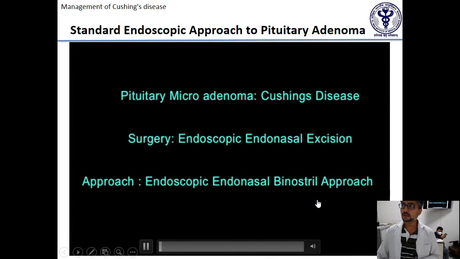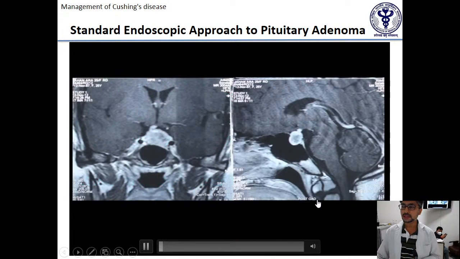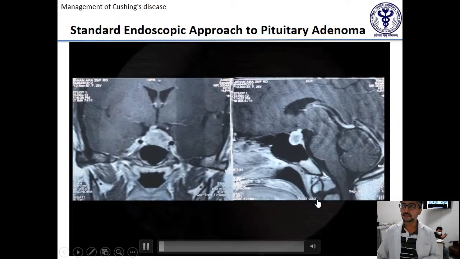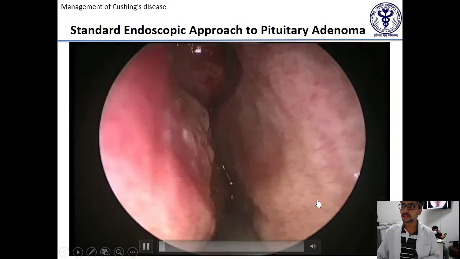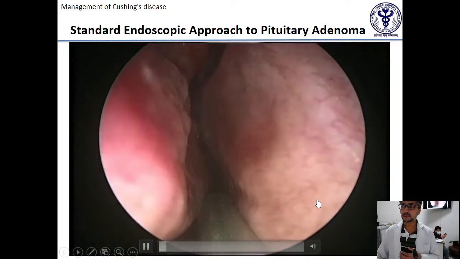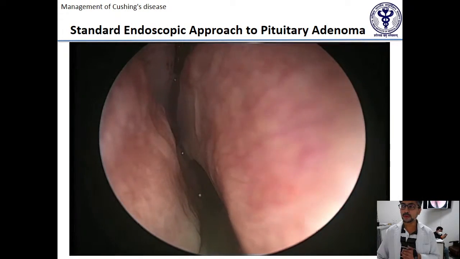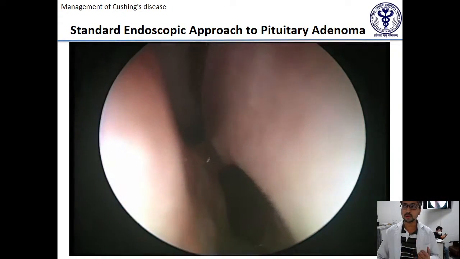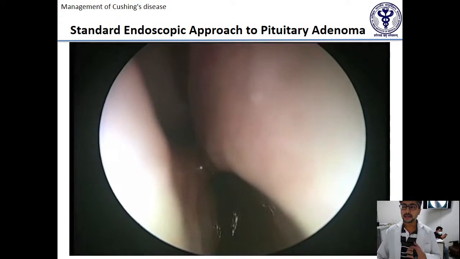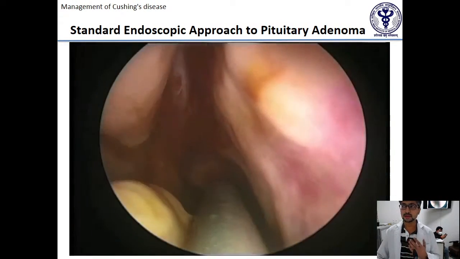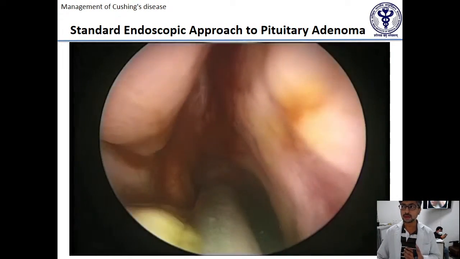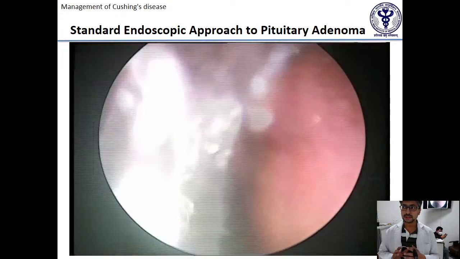This was another microadenoma case with Cushing's, and you can see that the size is about 10 millimeter or so in this patient. You again start with inspecting the nasal cavity, and the endoscope is parked at 12 o'clock at the nasal aperture, and your instrument, whether it's a dissector or monopolar or a suction, is at 6 o'clock, so that there is no sword fighting of these instruments in a tight nasal corridor.